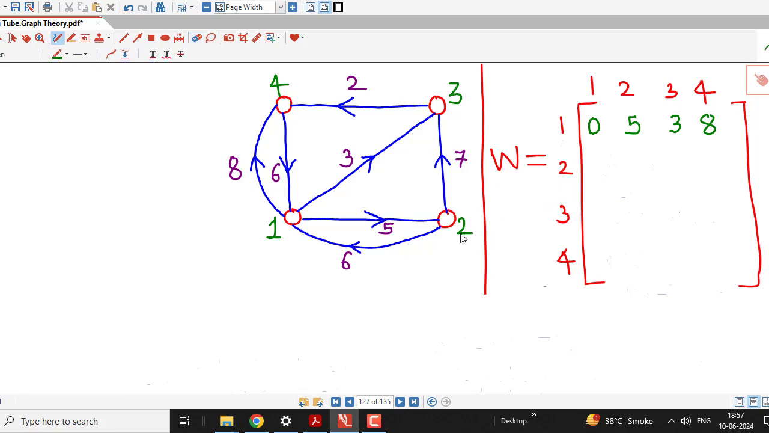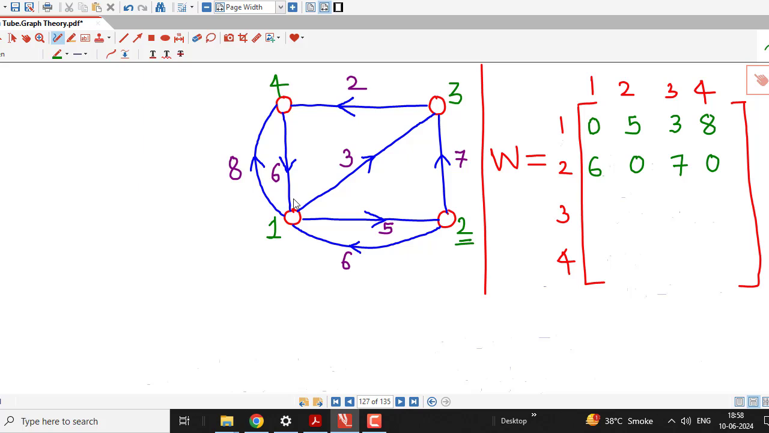I have to see for this, 2 is the vertex, this 2 is the weight. So from 2 to 1 I have 6 here. From 2 to 2 there is no edge. From 2 to 3 we have 7. From 2 to 4 there is no edge, so here I write 0.